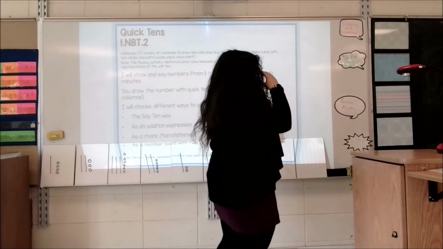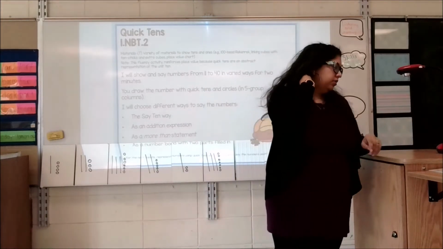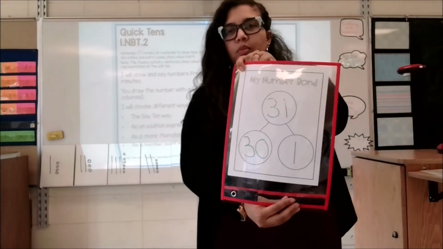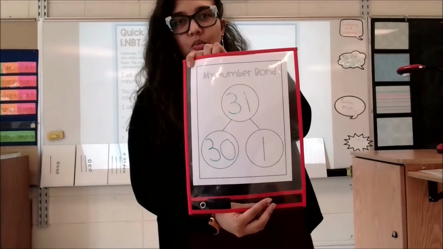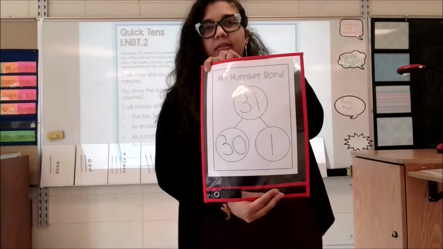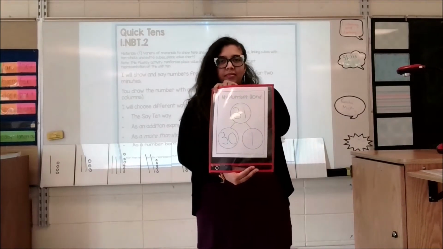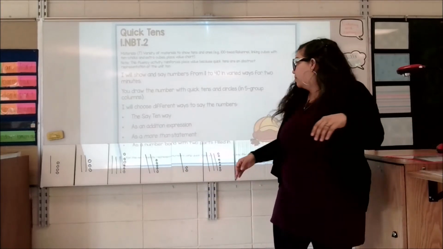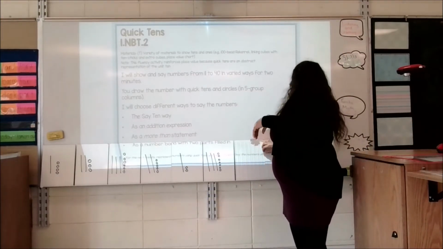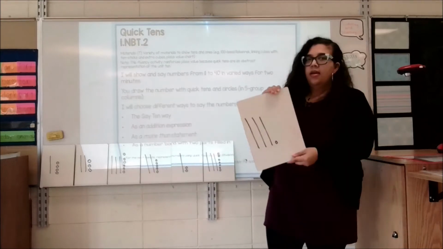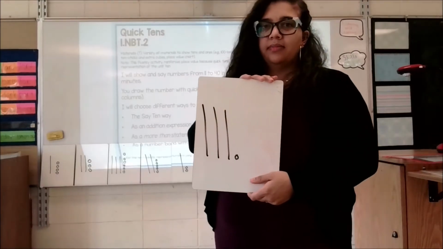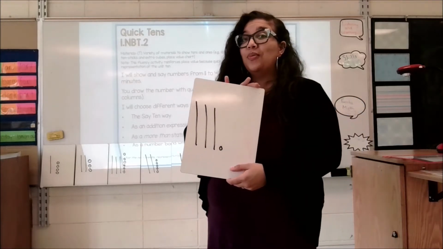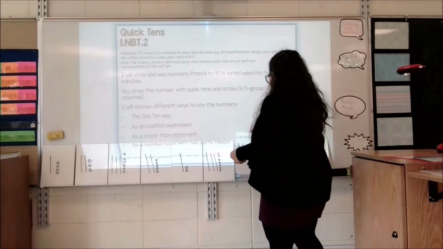We have 3 more. So the next one is, boom. What is that? Tens and ones. Draw your quick tens. All right, let's see what we get. It should look a lot like this right here. And what is this number? 31. Excellent. Good job.